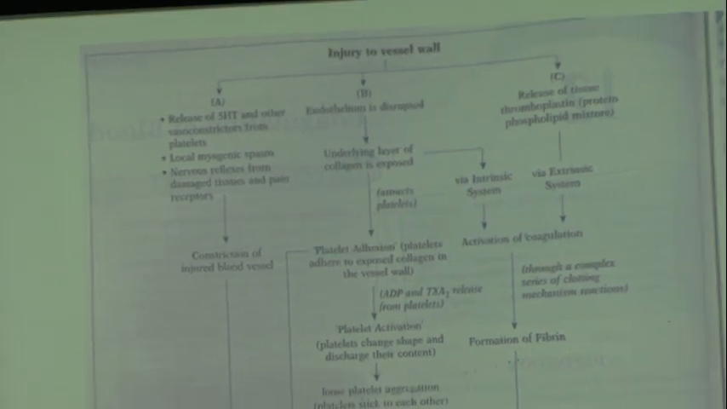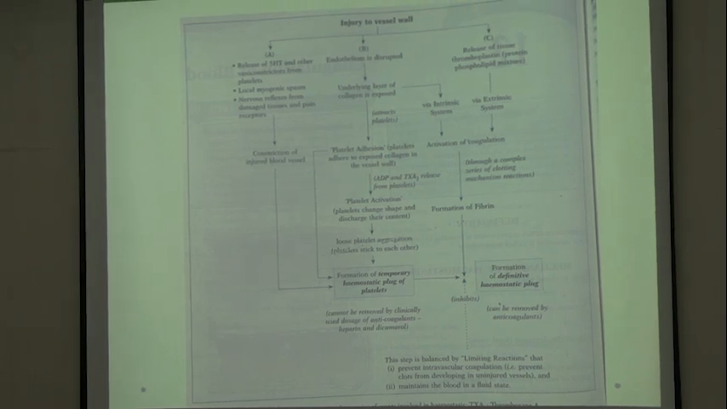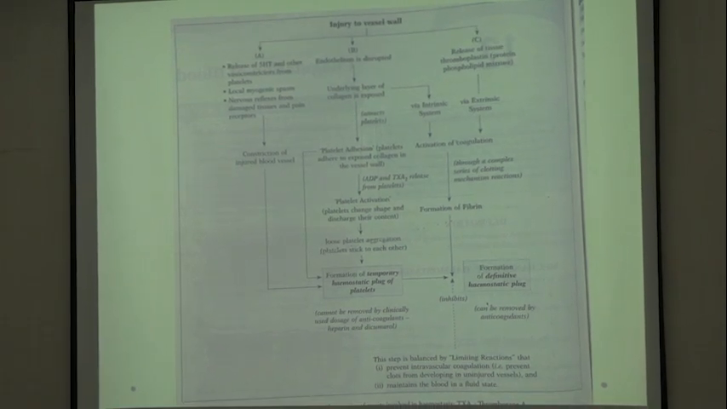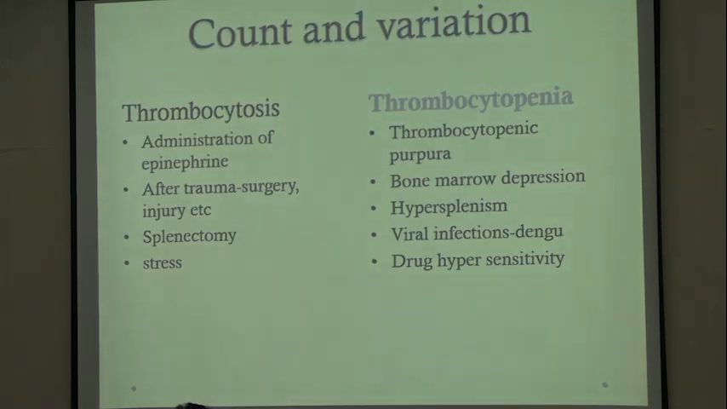Those who are having the overall process, probably this is from AKJ, you go through it. Injury, serotonin secretion, hydroxytryptamine secretion, vasoconstriction, activation of this, formation of platelet plaques, and then the next part, blood clotting, and variation: thrombocytosis, thrombocytopenia. What are the conditions?